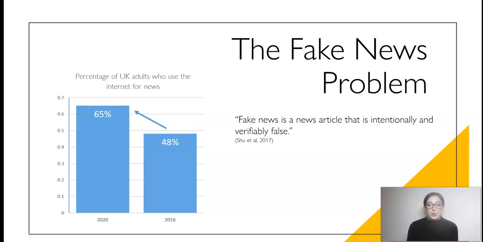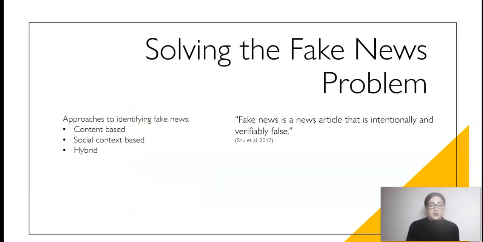And as we can see, there's been quite a sharp increase in the percentage of UK adults who use the internet for news from 2016 to 2020. So what this really shows is that more people are accessing their news online. So it's becoming more and more important to be able to find out whether what you're reading is real or fake. So there are three main approaches that have been suggested to date to solve the fake news problem and to identify news and classify it as real or fake.